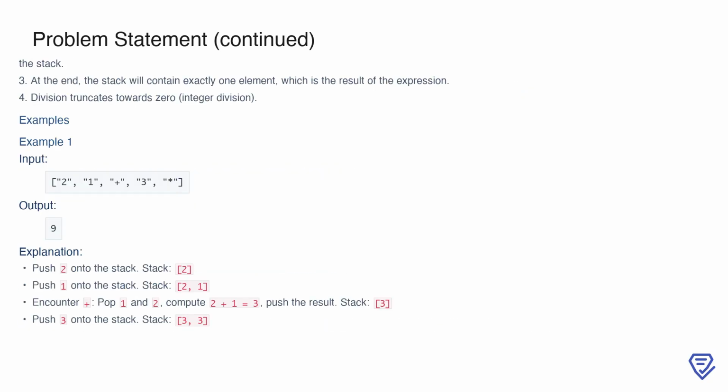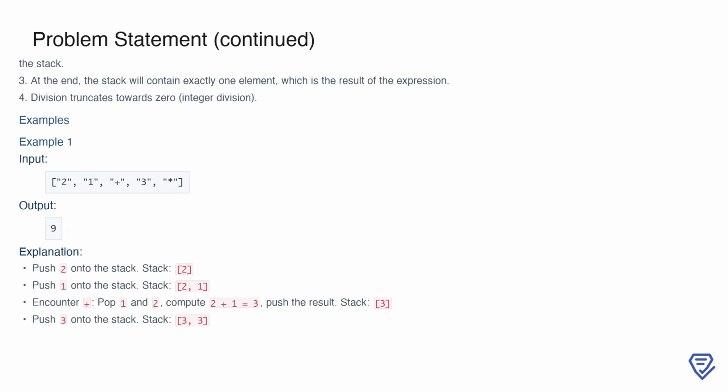Now, let's break down the process step by step. Operands, which are the numbers in the expression, are pushed onto a stack as they appear in the tokens. When an operator is encountered, the required number of operands is popped from the stack. For binary operators like plus, dash, asterisk, and forward slash, this will usually be the top two elements. After popping, the operation is performed, and the result is pushed back onto the stack. By the end of the computation, there will be exactly one element left in the stack, which is the final result of the expression. Keep in mind that for division, we are using integer division where the result is truncated toward 0. Let's solidify this understanding with an example.